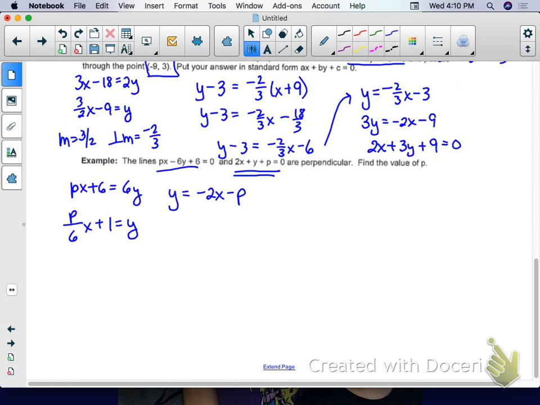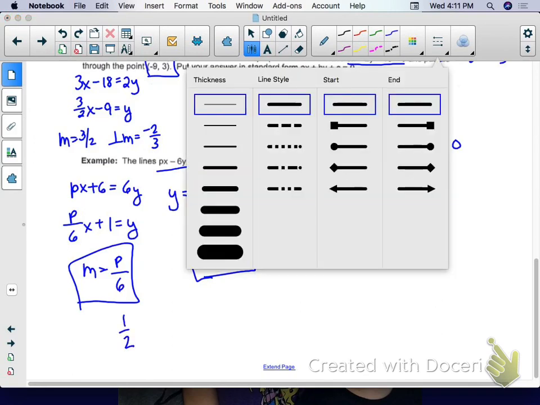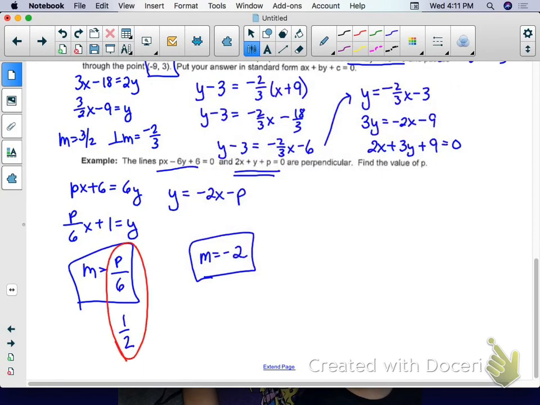Okay, now compare the slopes. The slope of this one here is p over 6. And the slope of this one here is -2. So if they are perpendicular, then they're opposite reciprocals. So this one, of course, is -2. If this is -2, that means that the slope of this one would be the opposite reciprocal, which would be a positive 1/2. So I'm going to set these equal here and figure out what p is. So p over 6 is equal to 1/2. Cross multiply, 2p is equal to 6, p is equal to 3.